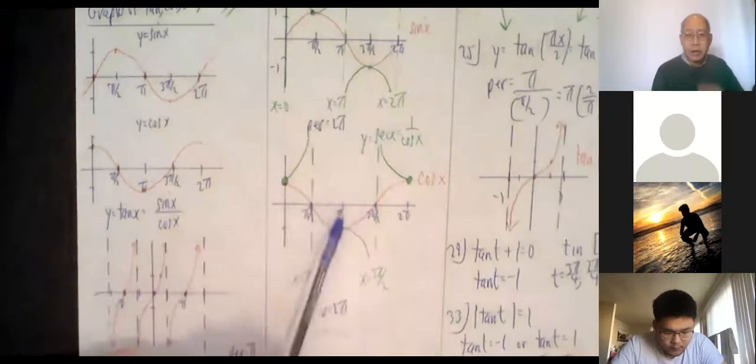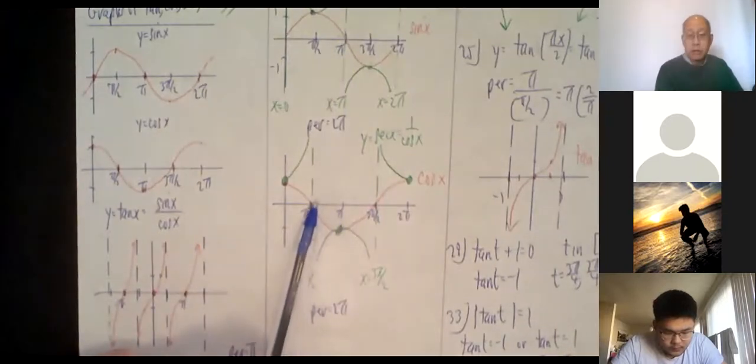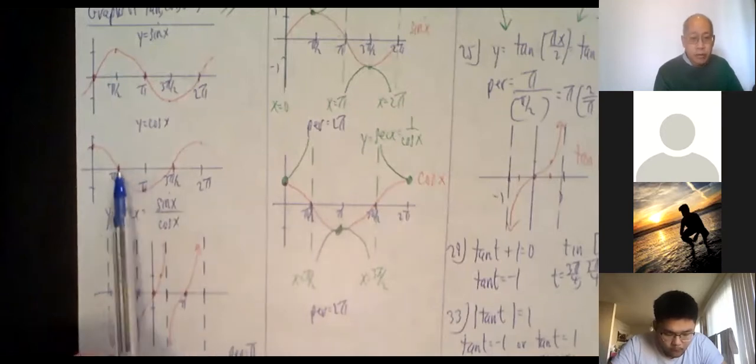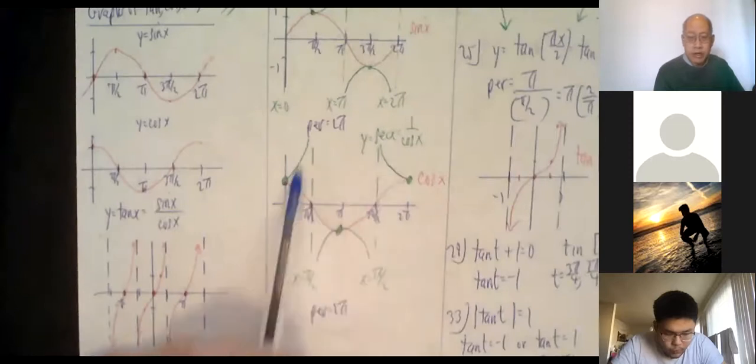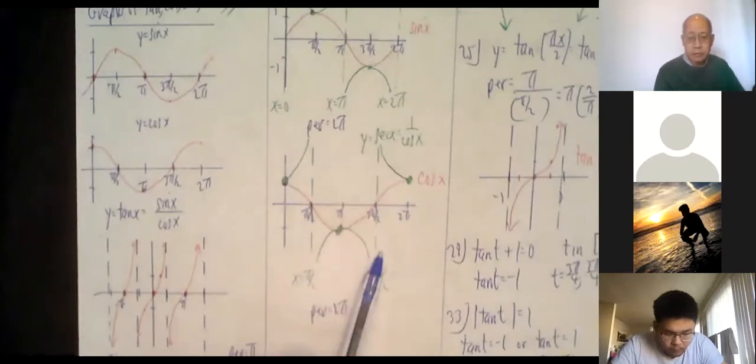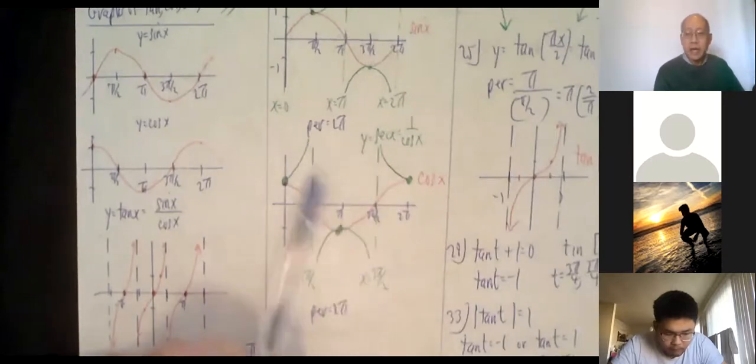And just like over here, wherever the cosine is 0, the secant is undefined because you can't have 1 over 0. So at pi over 2 and 3 pi over 2, the cosine is 0. 1 over 0 is undefined, so asymptote, asymptote.